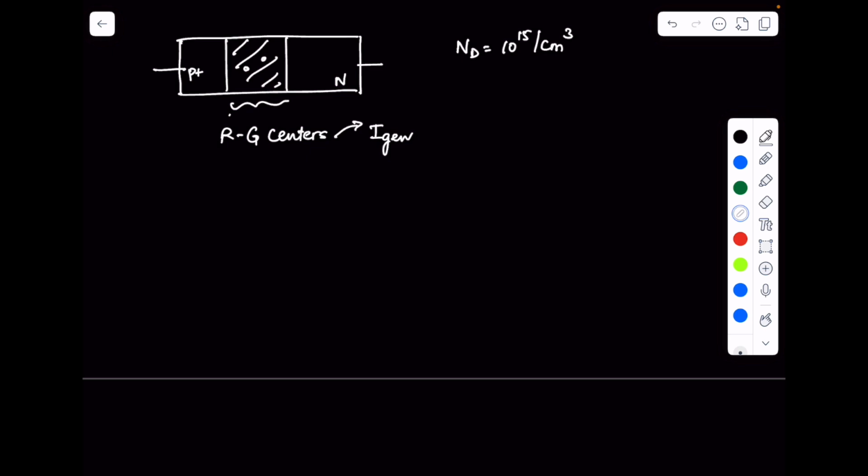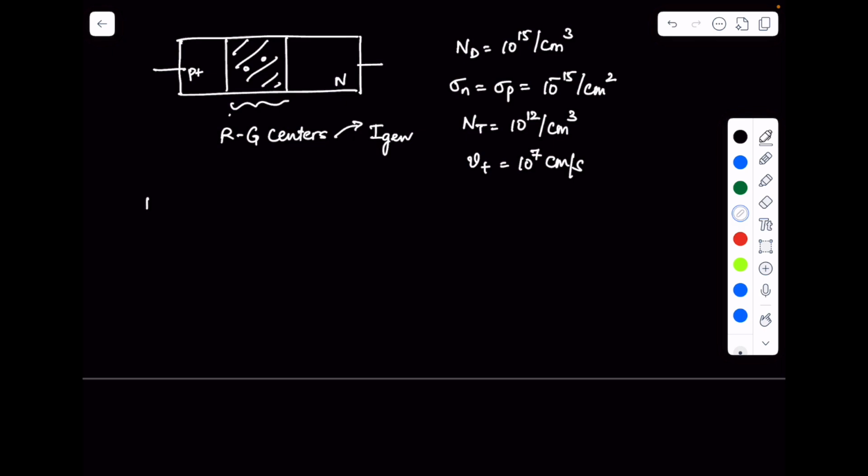To calculate the generation current density, I need to know the time constant of the carriers, the generation time constant. You're given Nd, and sigma n equal to sigma p is 10^-15 per centimeter squared. Remember, this is the capture cross section, a measure of the probability that the trap works as an electron hole pair site. The number of traps is 10^12 per centimeter cubed, and the thermal velocity is 10^7 centimeters per second.